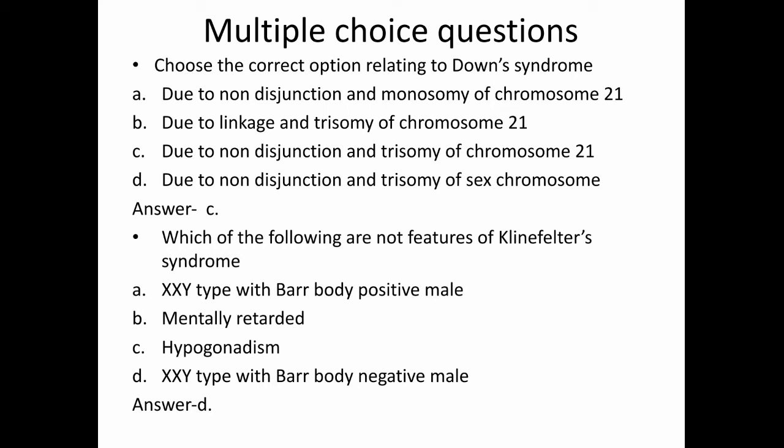Then which of the following are not features of Klinefelter syndrome? XXY type with bar body positive male, mentally retarded, hypogonadism, XXY type with bar body negative male. So not features, that means which is not a feature. So the correct option here is bar body negative male, because Klinefelter, since it is XXY, so naturally it is bar body positive.